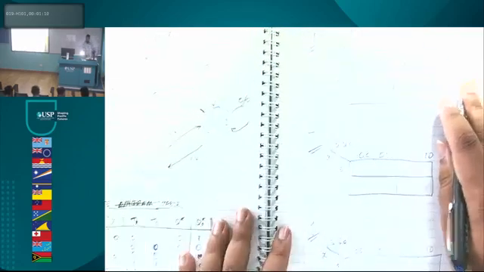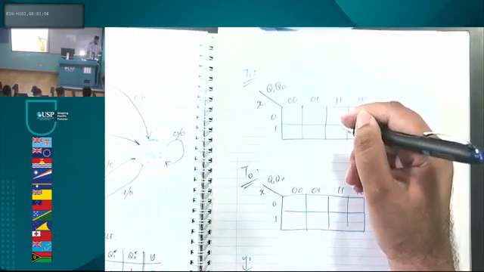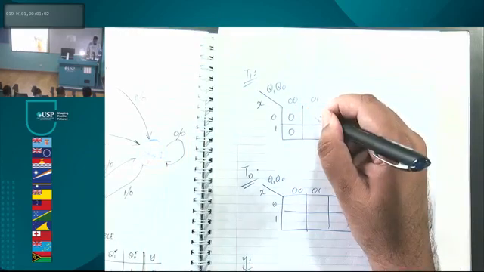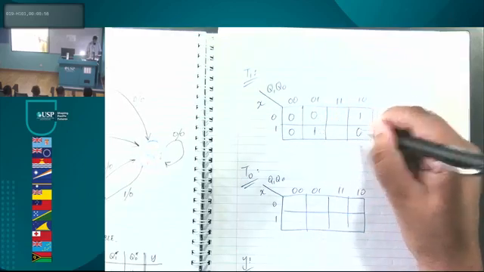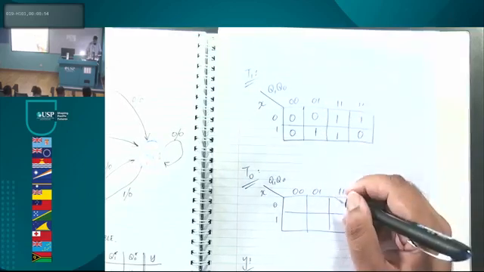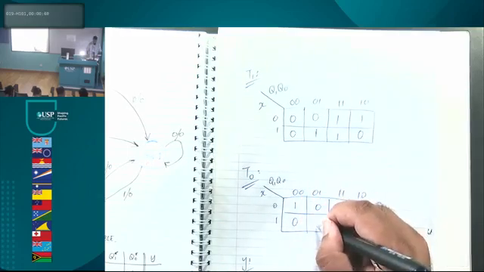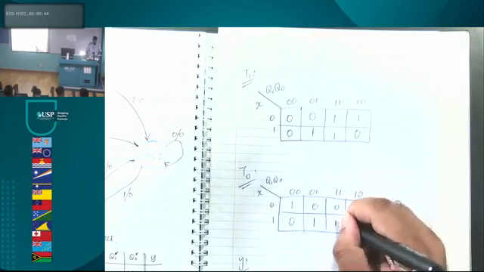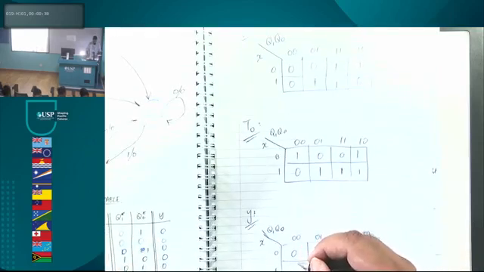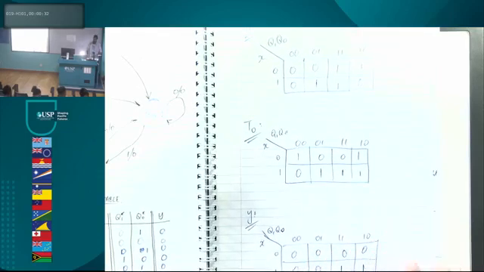Okay, let's fill it up. Let's fill the Karnaugh maps up. 0, 0, 0, 1, 1, 0, 1, 1. Let's fill up T0. 1, 0, 0, 1, 1, 1, 0, 1. And the last one would be 1, 1, 1. Usually in a sequence detector, there's only 1, 1.